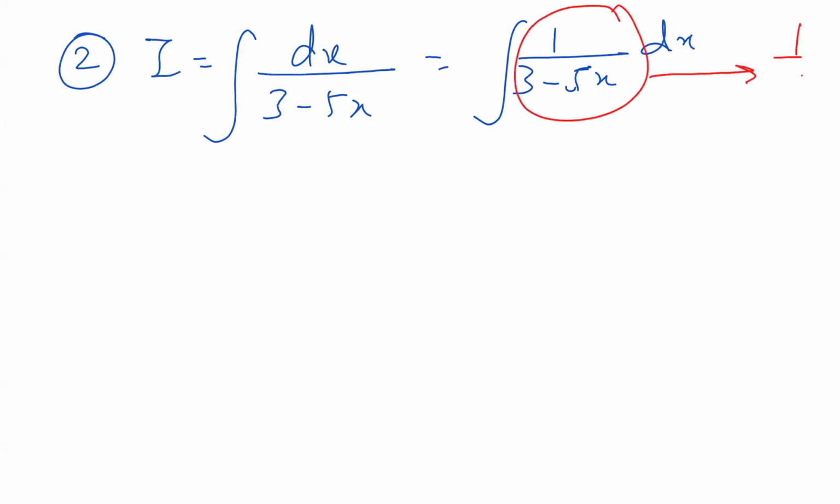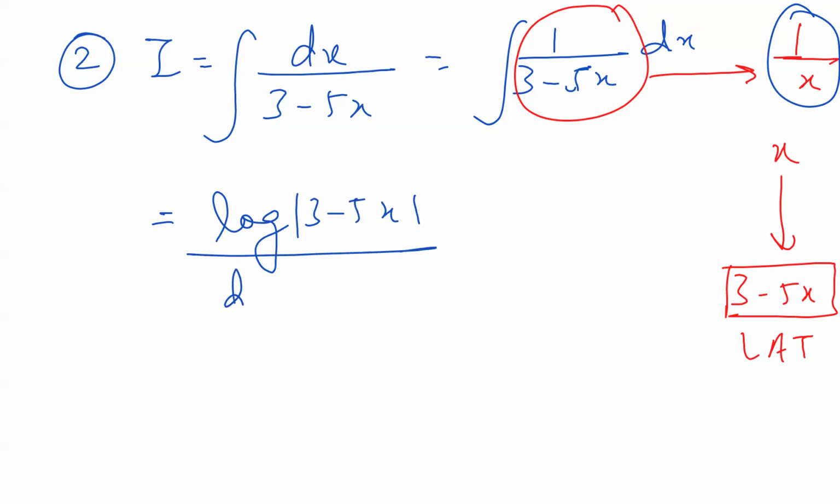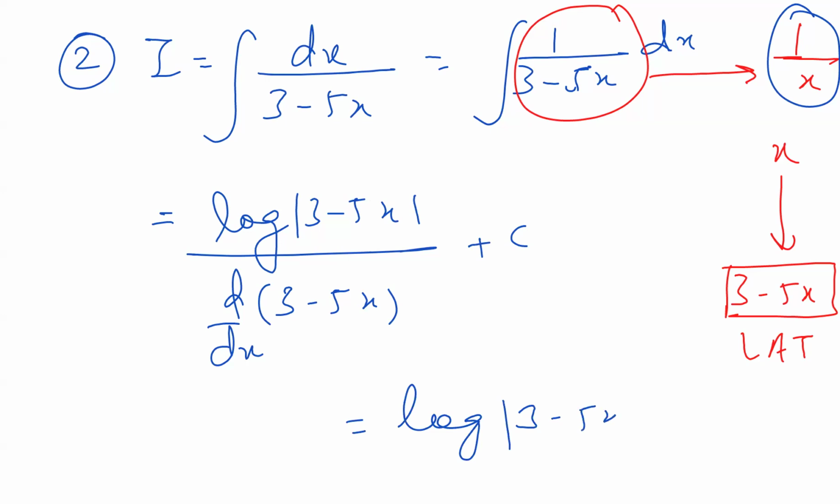So I'll compare this with the 1 upon x formula. It's of the same format, 1 upon x. So if I compare this with the 1 upon x formula, x is nothing but 3 minus 5x, and 3 minus 5x is a LAT, linear algebraic term. So we can compare this with the 1 upon x formula. So the integration of 1 upon x is log mod x. So the integration of 1 upon 3 minus 5x will be log modulus 3 minus 5x upon dy dx of 3 minus 5x, plus c. So that is equal to log mod 3 minus 5x upon minus 5 plus c.